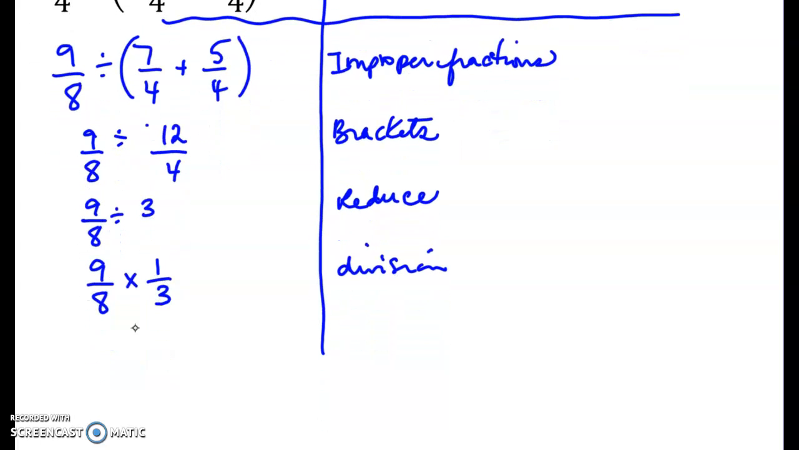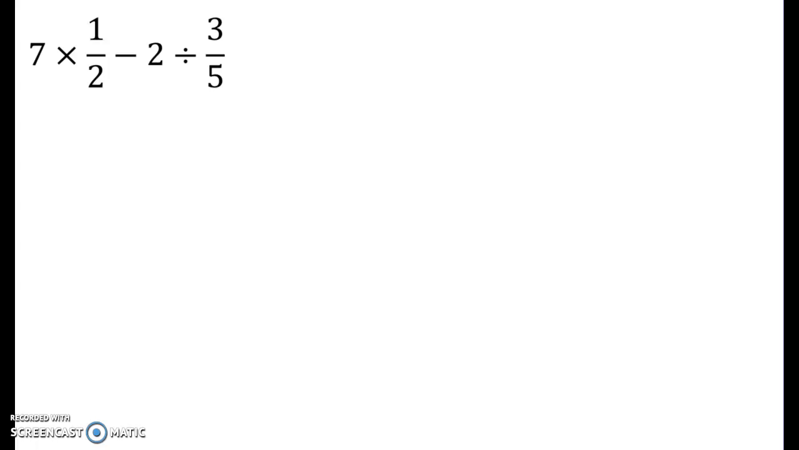And then we multiply straight across. 9 times 1 is 9, and 8 times 3 is 24. And if we divide by 3, we have 3/8. And the reasoning there, reduce. Excellent. Flip the page. All right, go ahead and try this one on your own.